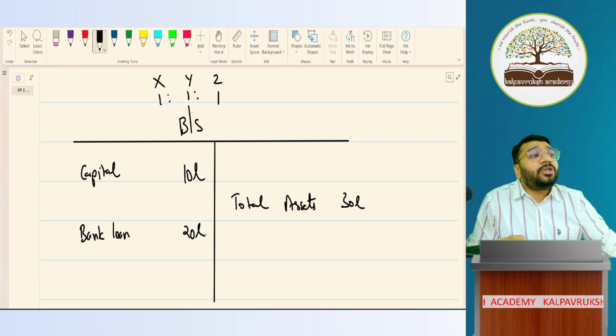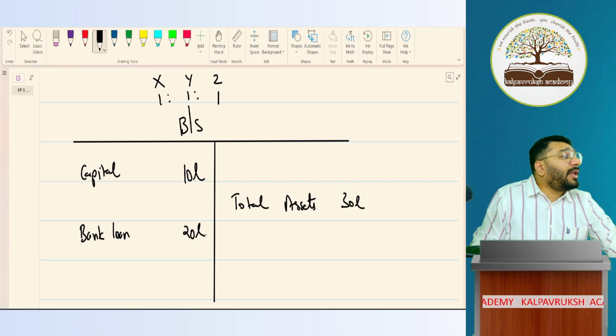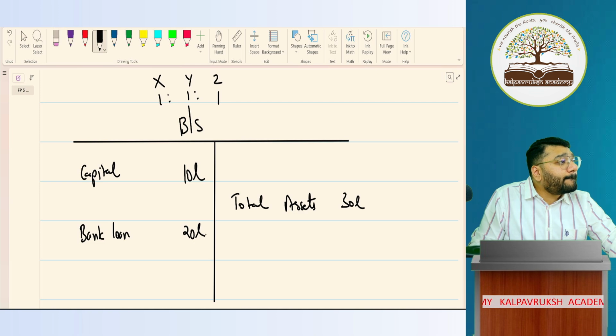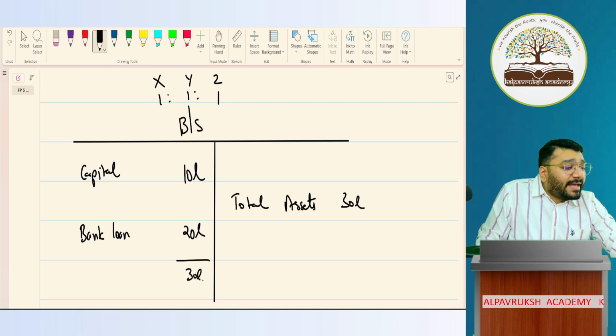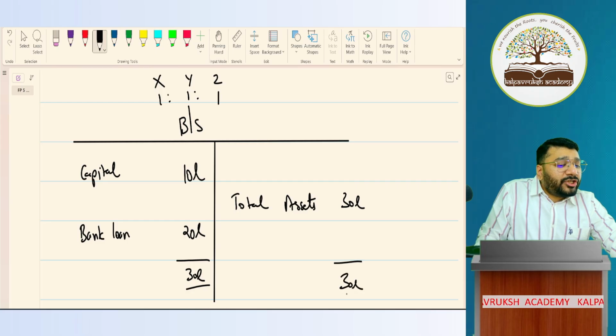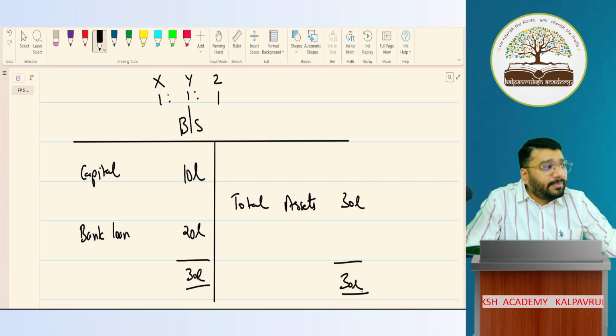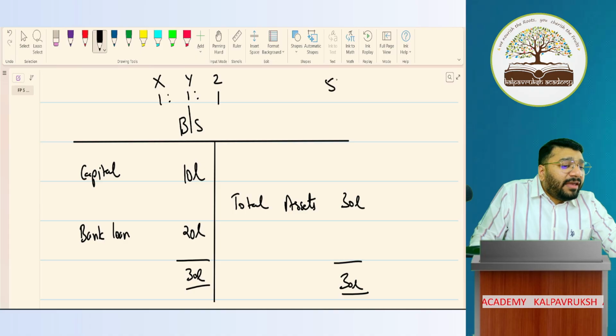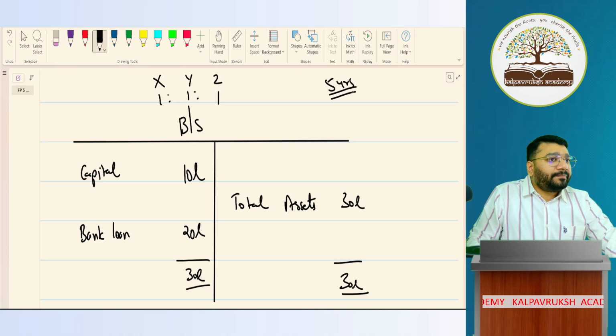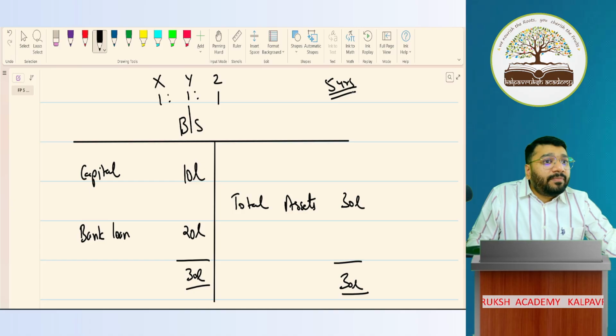Can you please tell me what is the total of the liability side? 30 lakhs. What is the total of the asset side? 30 lakh. Is the balance sheet tallying? Yes. So tell me one thing. 5 years of business are over. Now X, Y, Z want to close the business. When you close or dissolve the business, what will you do?